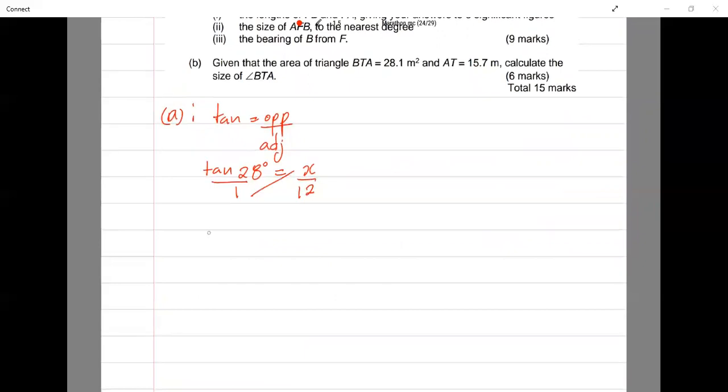1 times x is equal to 12 times the tangent of 28 degrees. So x, which is FB, is equal to 12 tangent of 28 degrees. If you put that in a calculator, you're going to get 6.38 meters to 3 significant figures.